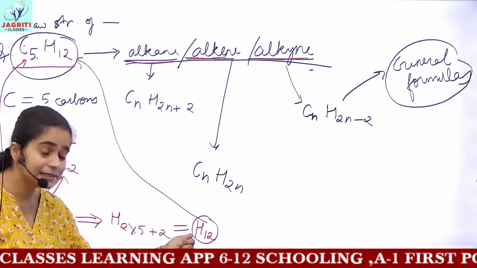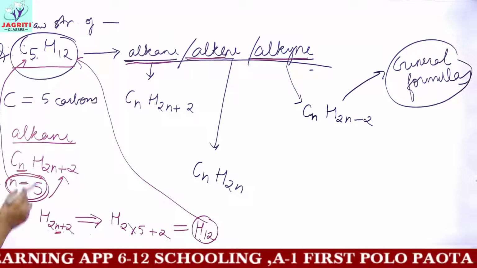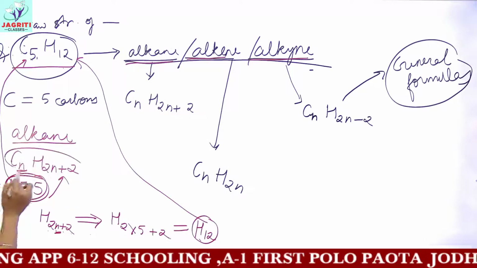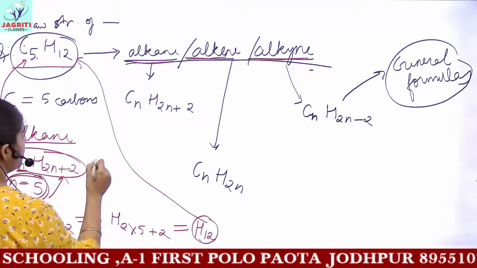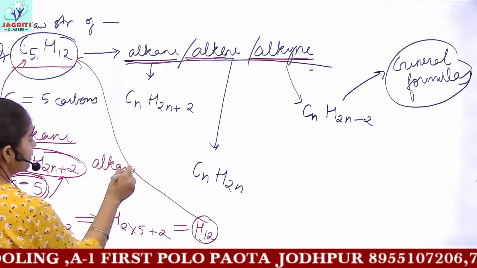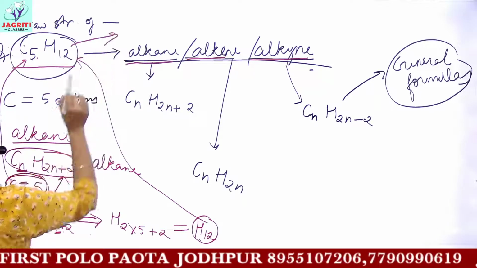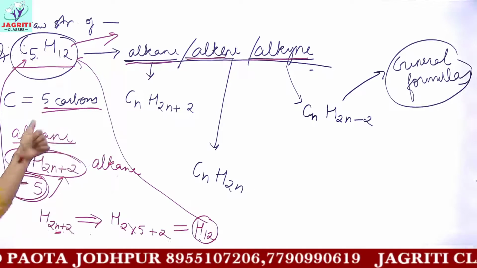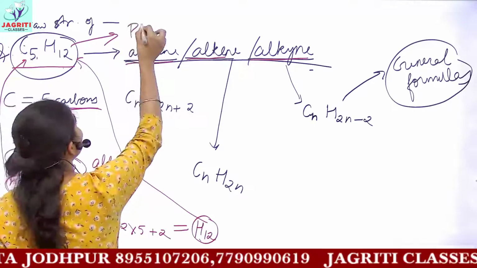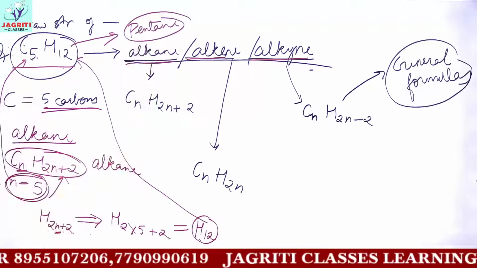If the answer which you get for hydrogen is the same as what is asked in the question, this means this compound is following the formula CnH2n plus 2, and so this compound is what? Alkane. So if you are given C5H12, it means this is an alkane of 5 carbons, and an alkane of 5 carbons is called pentane. So you can see that you have to draw the structure of pentane.